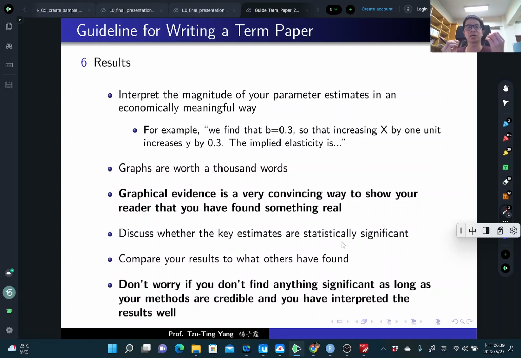So I only care about whether you properly use the empirical method you want to implement. I don't really care about the result you find. If you find a good result, that's good, but I don't care. And sometimes the insignificant result, that means no effect, could be interesting. If you can show these results are very robust, very consistent, and you also use a very credible way to estimate it, I think that would also be a very important finding. And I also care how you interpret your result.